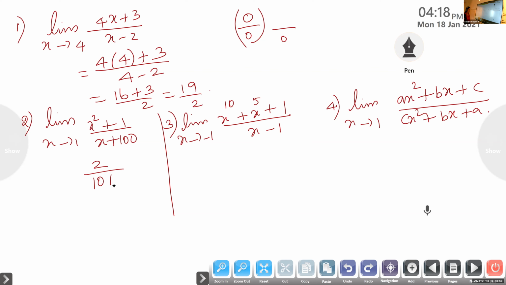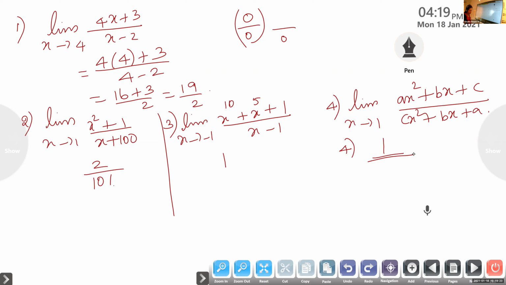Next one. Aparna, what is the answer? Ma'am, I did the third one and then I'm doing the second one now. Okay. Can you give the answer for the third one? Yes, ma'am, I got 1. This is 1. Fourth one. Ax square plus bx plus c, that one I got 1. That answer is 1. Is it correct?